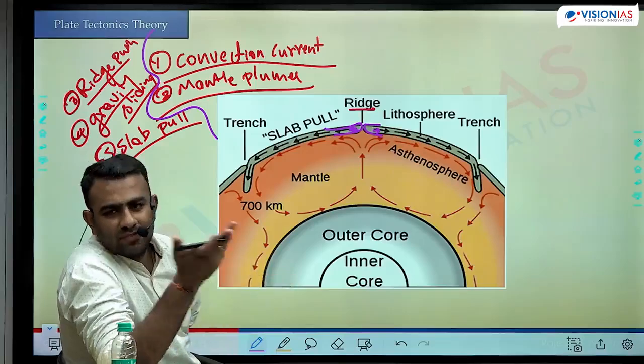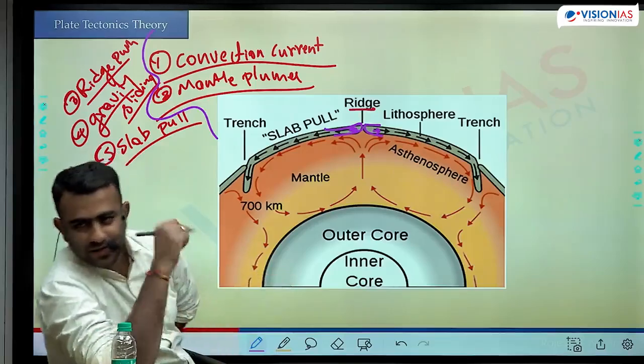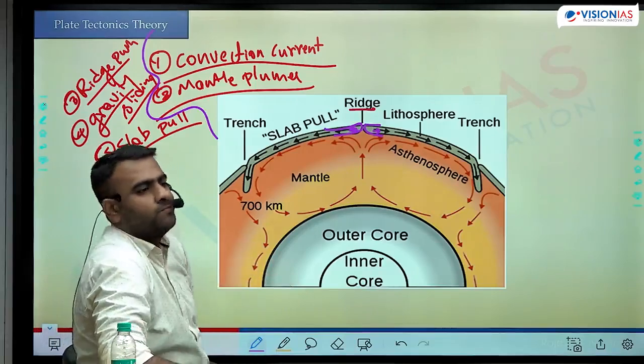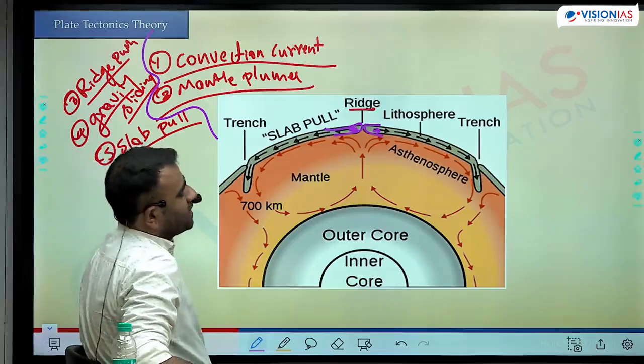Best example, why is the Indian plate converging with the Eurasian plate? Because of Carlsberg Ridge. Carlsberg Ridge is continuously pushing it. That is what is ridge push.